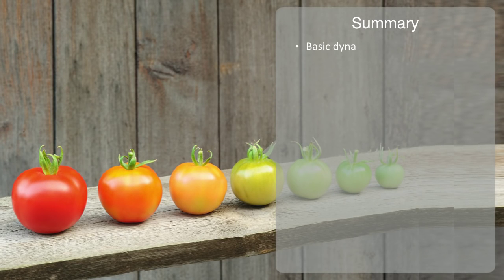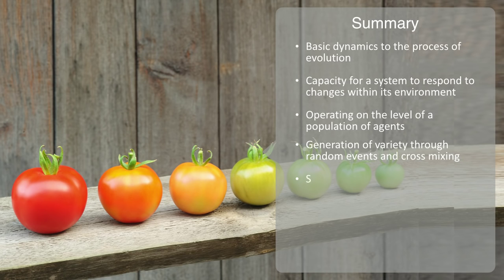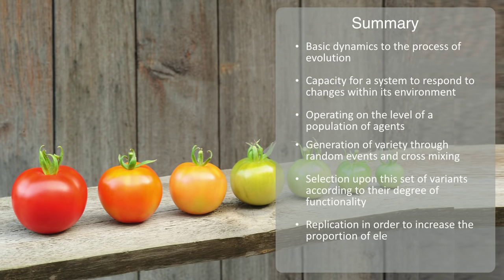In summary, we have been talking about the basic dynamics of the process of evolution, which we defined as essentially the same process as adaptation, the capacity for a system to respond to changes within its environment, but this time operating on the level of a population of agents. We itemized the basic elements of this process as consisting of the generation of variety through random events and cross-mixing, selection upon this set of variants according to their degree of functionality within a particular environment, and lastly, replication, in order to increase the proportion of elements exhibiting this required capability. In this way, a system on the macro scale can reconfigure itself to respond to the input of an environmental change and stay adapting for a prolonged period of time.